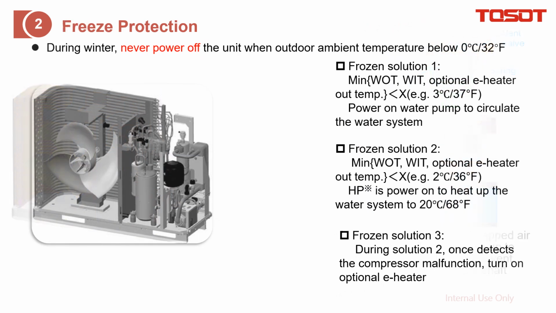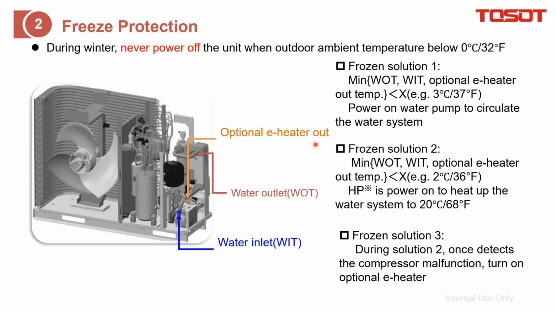Freeze protection. Inside the Versatility hydraulic system, we always monitor the temperatures, which are these three: water in, water out from the plate heat exchanger, and also the optional heater out. We just need to monitor these three. And for the freeze algorithm, when we detect the minimum of these three is less than, for example, 3 degrees, then we will power on the water pump to circulate the water.